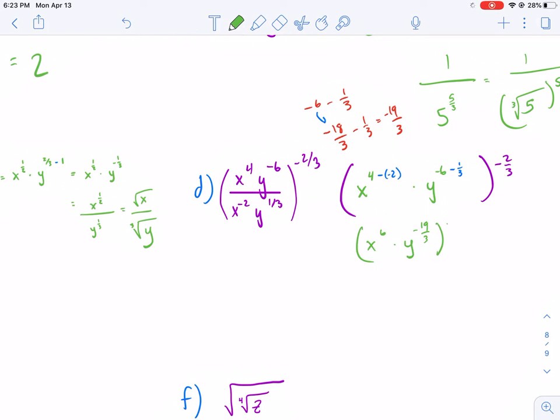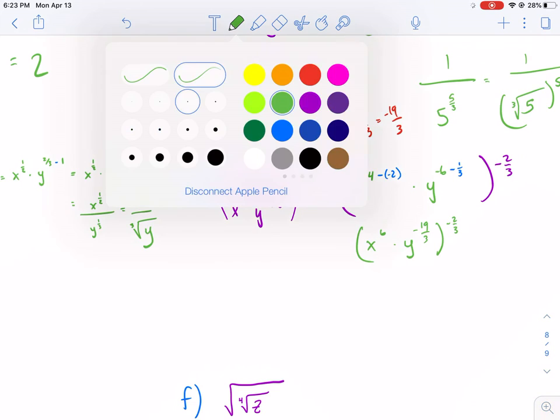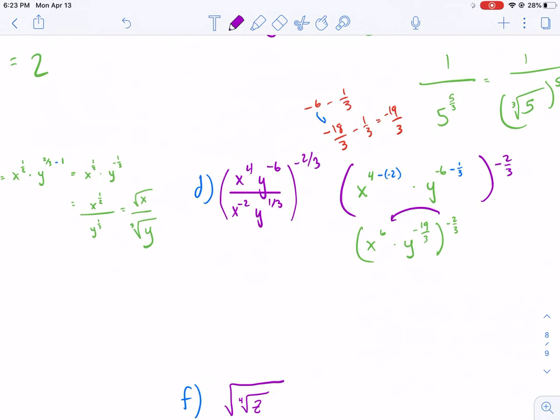Okay, and I'm raising all this to the negative 2/3 power. Now, I could make this positive and put it all over 1 and then go from there. But because I have some negative exponents inside and on the outside, I'm going to distribute this exponent to both terms inside first and then go from there, because I might save myself some work that way. So I have x to the 6th power times negative 2 over 3. I get, let's see, that's negative 12 over 3. That's going to give me negative 4 times.